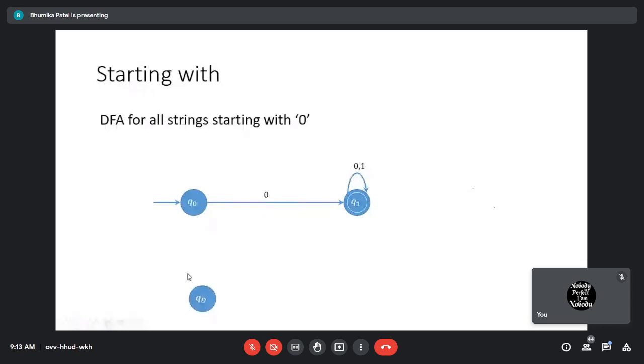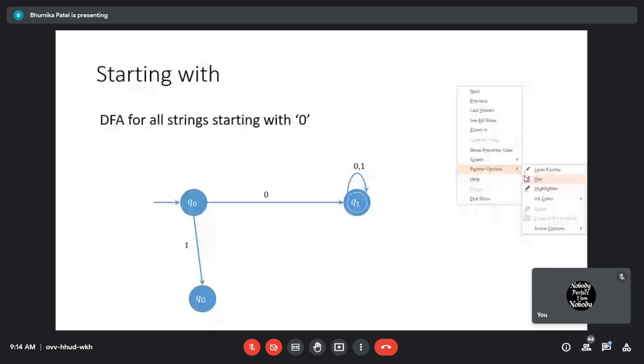Okay, so from Q0, you have to show the transition for 1 to QD. That means it is now going to the non-final state. So from QD, you should not show a transition to Q1. You must not show a transition from QD that goes to Q1.